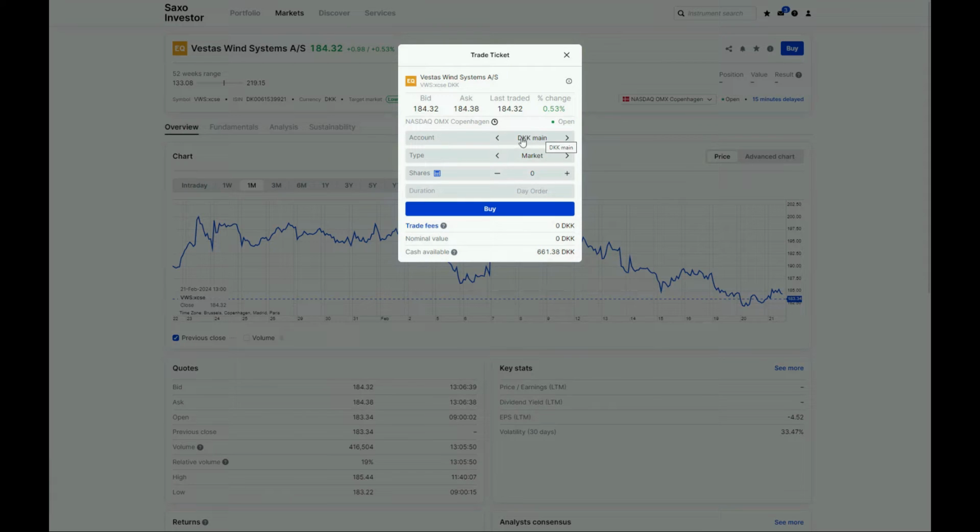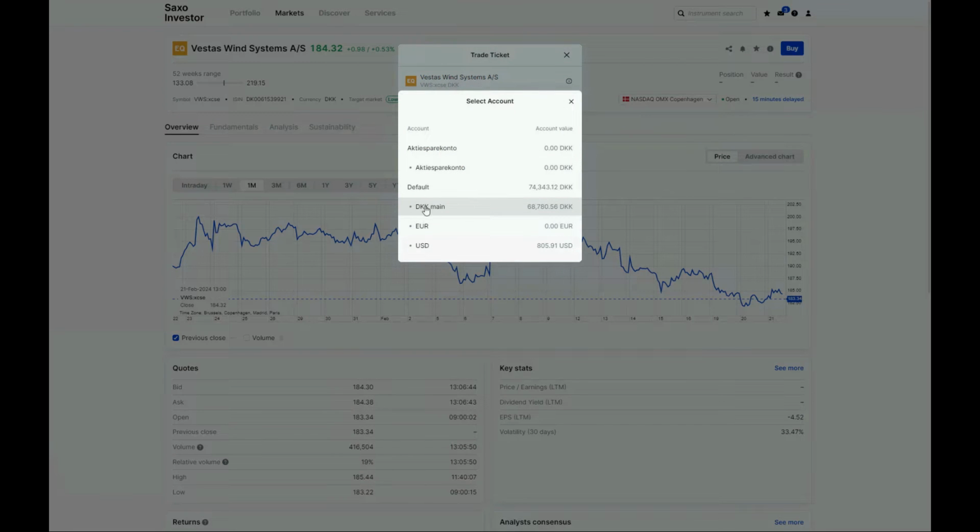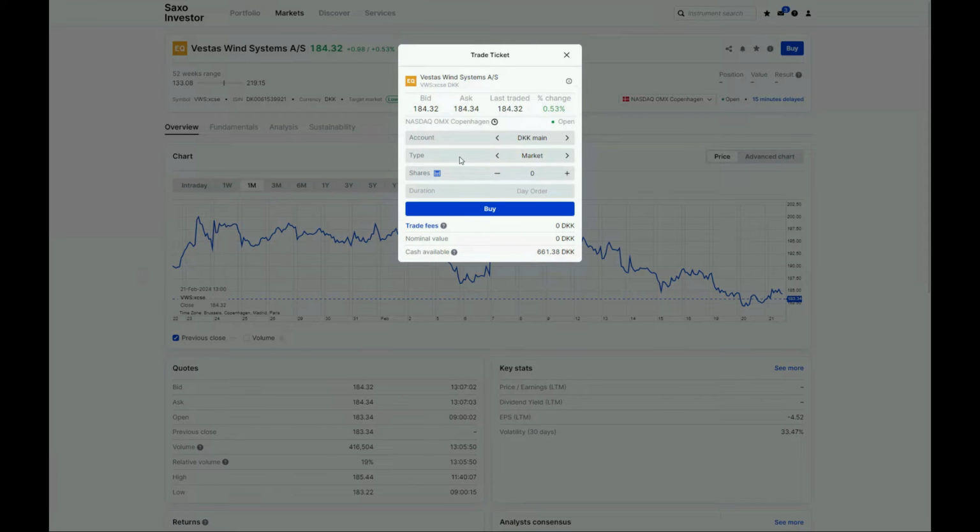Here, I basically am trading a Danish kroner stock. It says up here where I'm highlighting it, DKK. So of course it's recommending that I use my DKK main account here. As you can see, I also have a euro and a dollar account here on this demo account. So if we were to look at a euro stock, it would have chosen my euro account for me. So here we'll stay on the Danish kroner account.